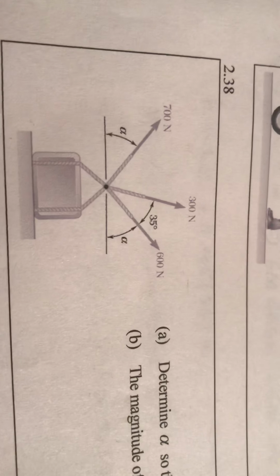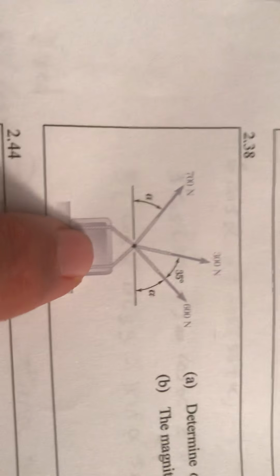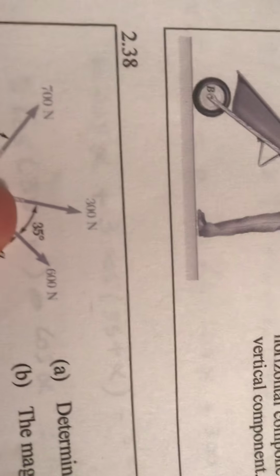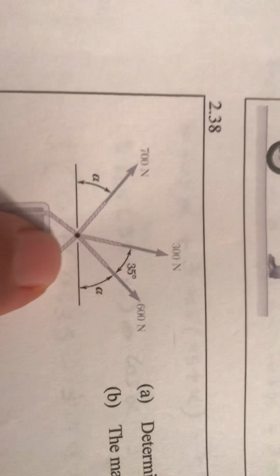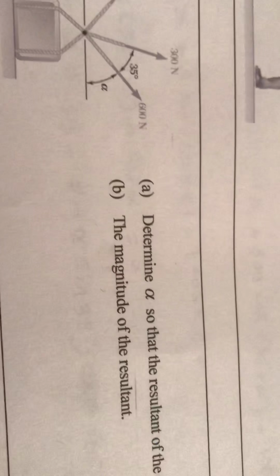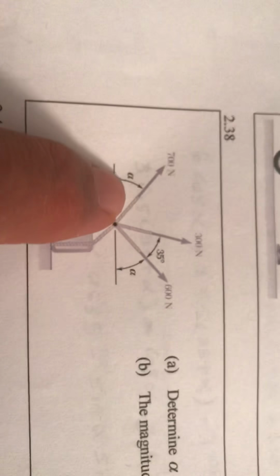This is question 2. Look at this question. There is a load, there is 600 Newton, there is angle alpha with the x-axis, there is another angle 35 degrees with the 300 Newton, and there is another force 700 Newtons with an alpha angle. So he wants to determine the angle alpha, the same on both sides, alpha here and alpha here.